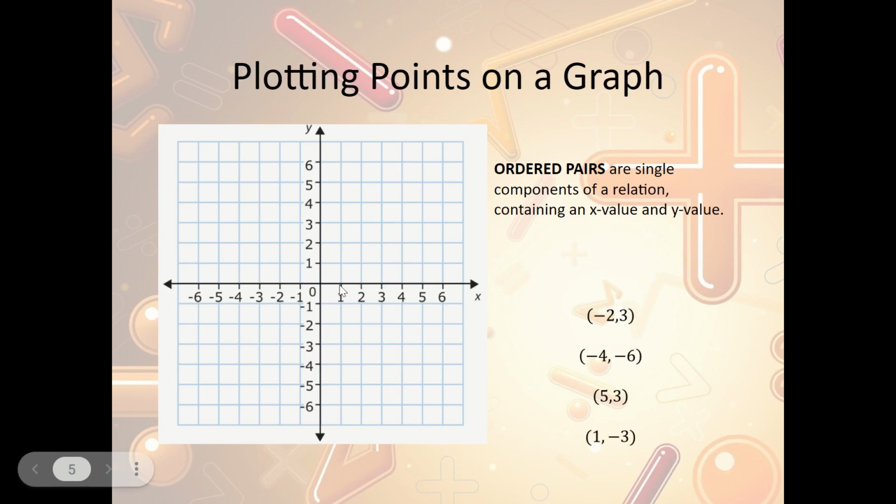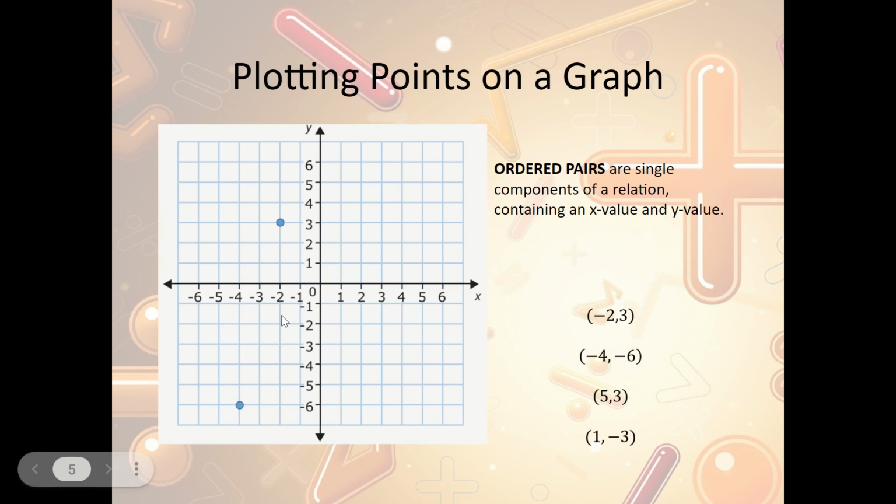So my x is -2. I'm going to go along the x-axis and find -2, which is here. And my y is 3. So I'm going to go along my y and go up to 3, right there. And I'm going to plot my point. That represents (-2, 3). Then we have (-4, -6). Well, -4 on my x-axis, so I'm going to go find -4 on the x's, right there. And then -6. So I'm going to go down and find -6, which is here, and plot that point.